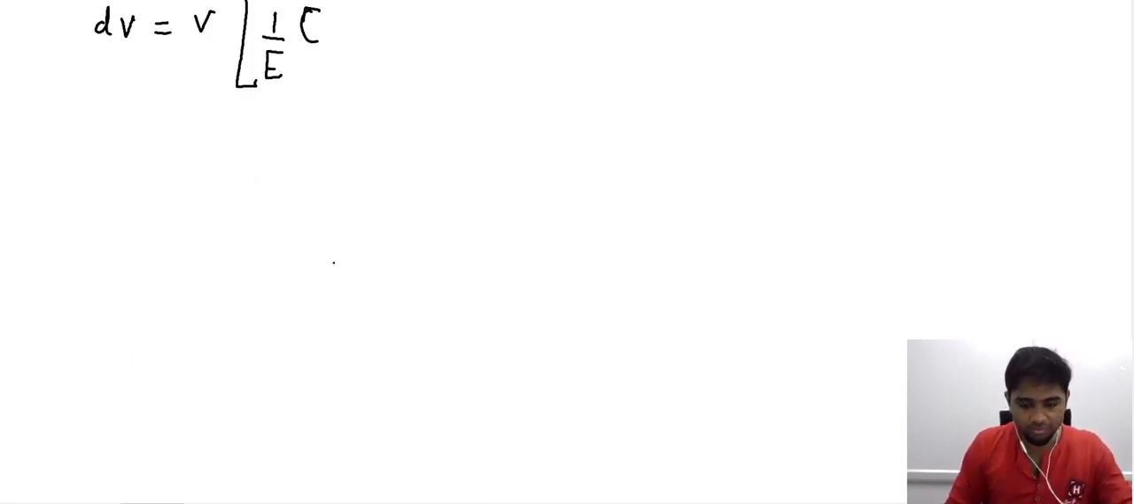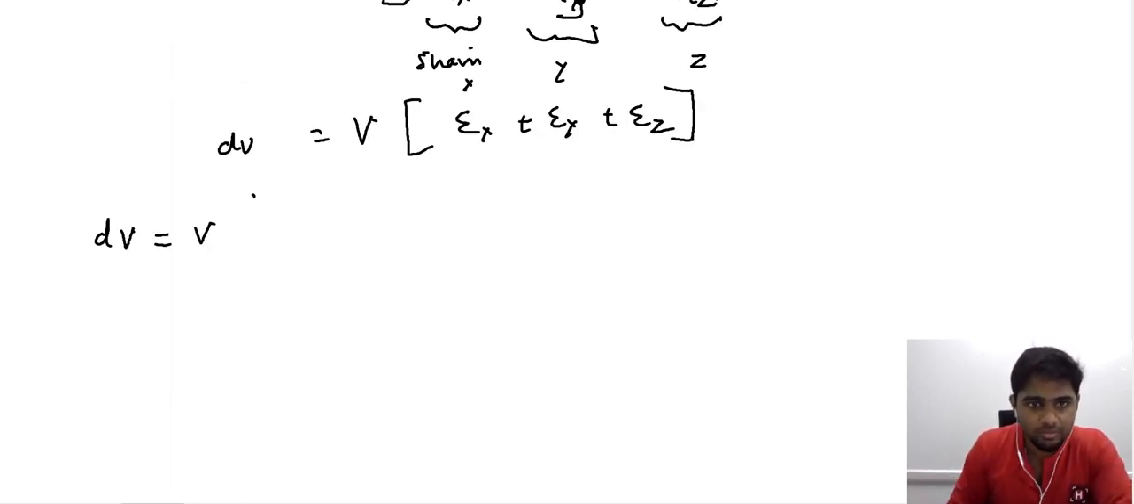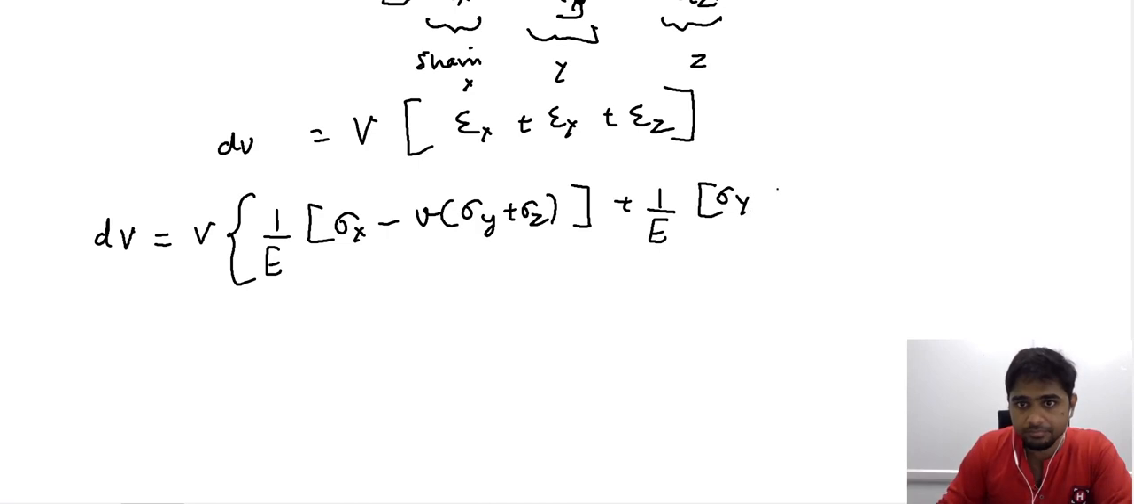So maybe we have to use a different bracket notation to make it more convincing. So yeah, 1 by E. We are now replacing epsilon x with the corresponding load or the stress that establishes it: sigma x minus mu sigma y plus sigma z. So this is the expression for epsilon x, and we will have a similar expression for epsilon y, and a similar expression for epsilon z.